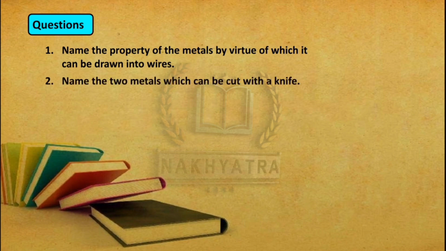Now see the last question. Name the two metals which can be cut with a knife. Can you tell me what the two metals are? Yes, they are sodium and potassium. They can be cut with a knife.